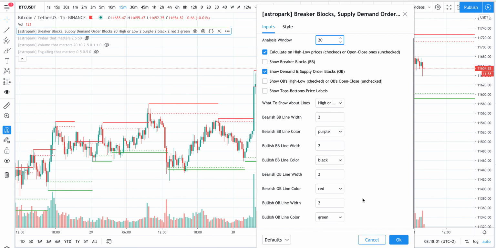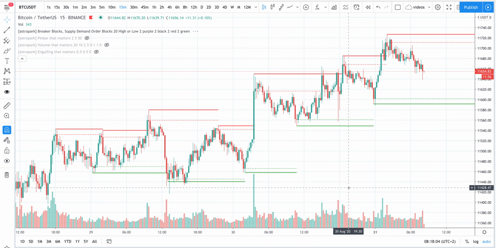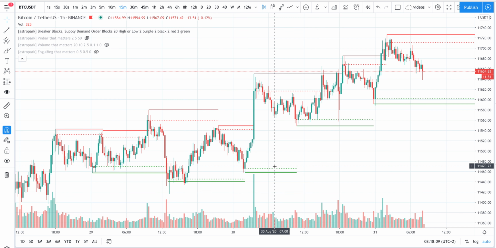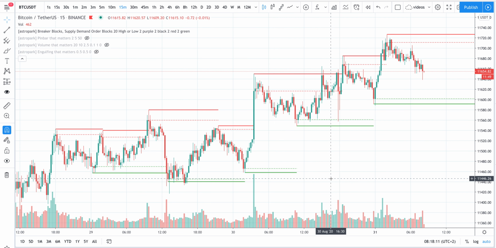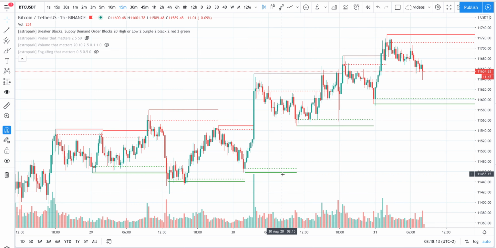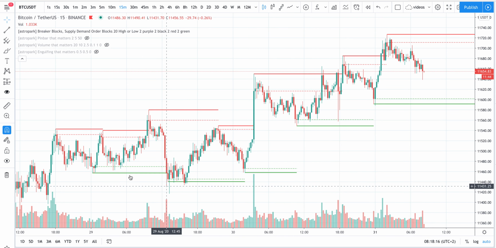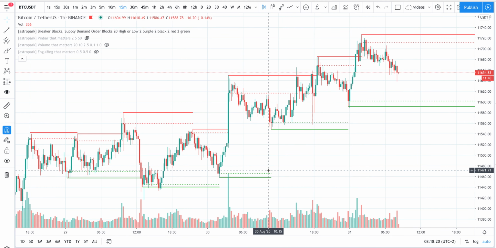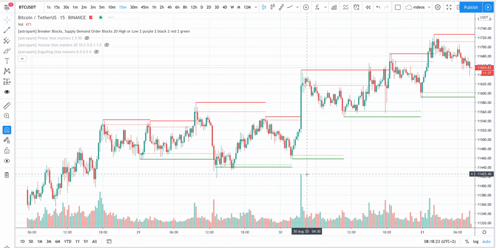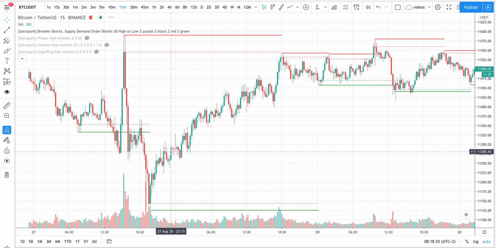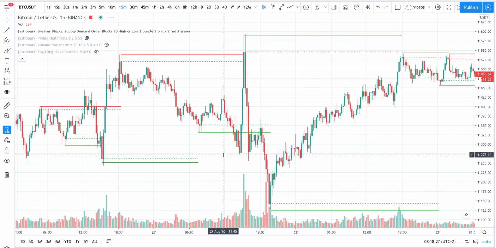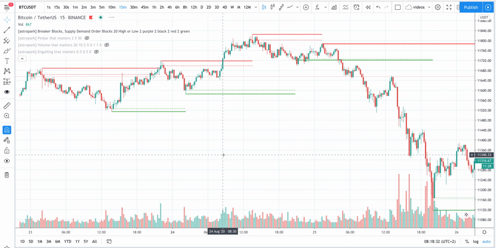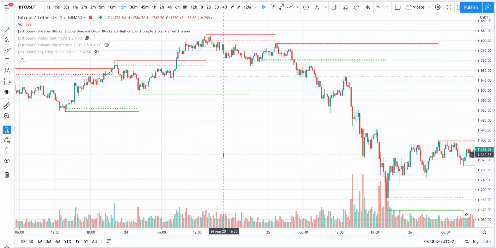So let's wait for it to recalculate. Okay, so it recalculated. You see fewer zones, and you can sometimes trade better this way. If you go back on more history, you can see, of course, more zones, whether they were respected or not in the chart.